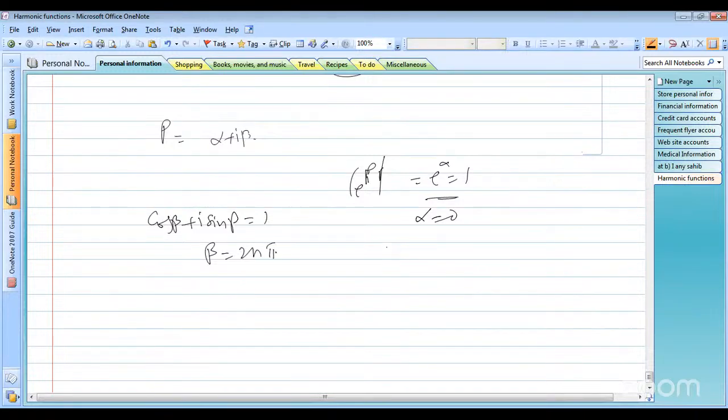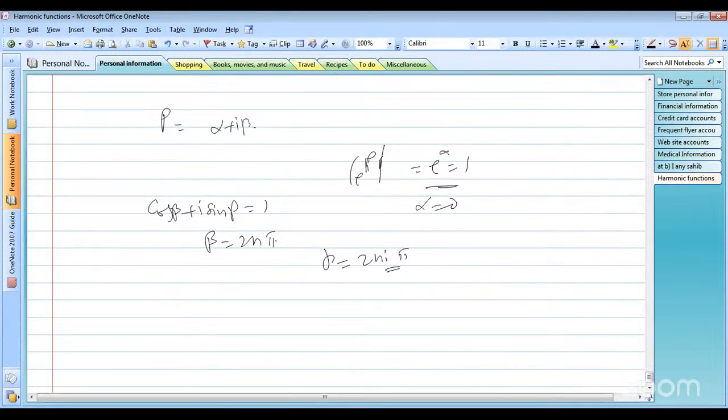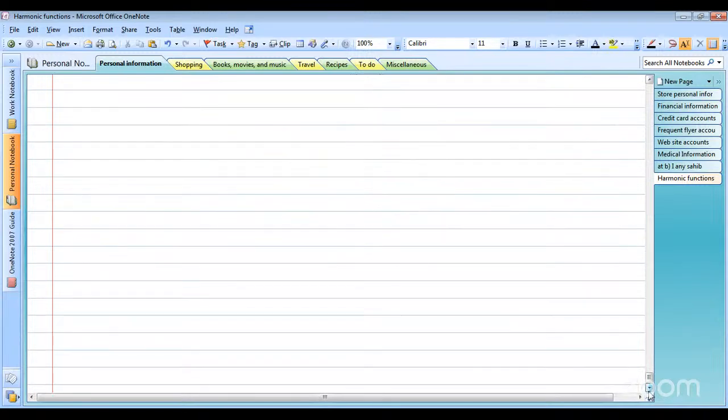So beta is equal to 2nπ. So some integer p is a period. p is a period but must be non-zero. So hence p is equal to 2nπ, where n is a non-zero integer.